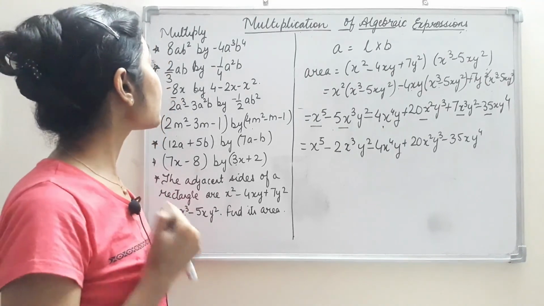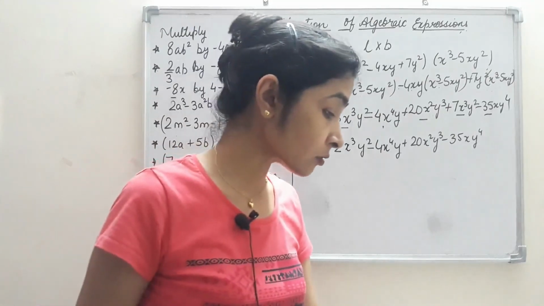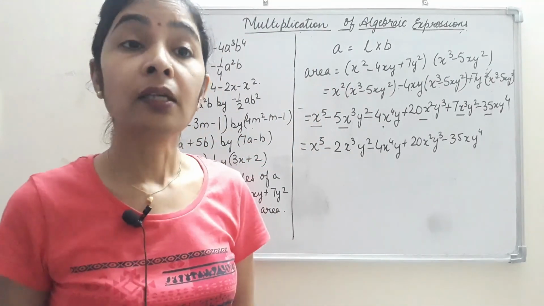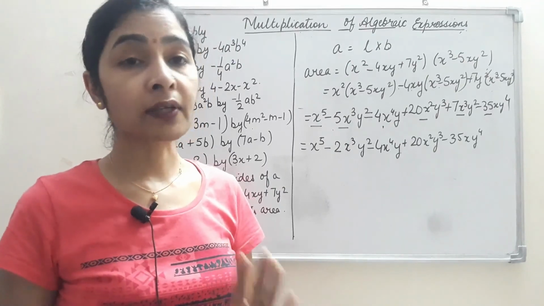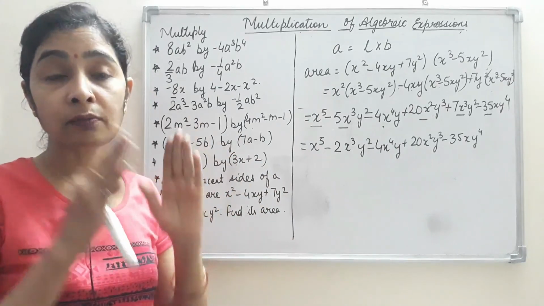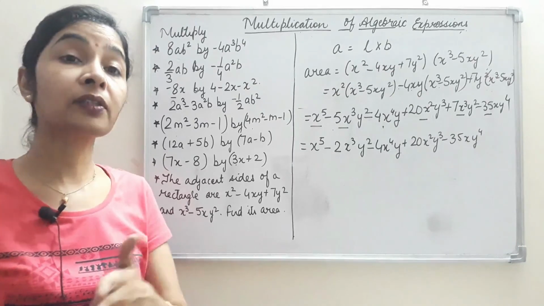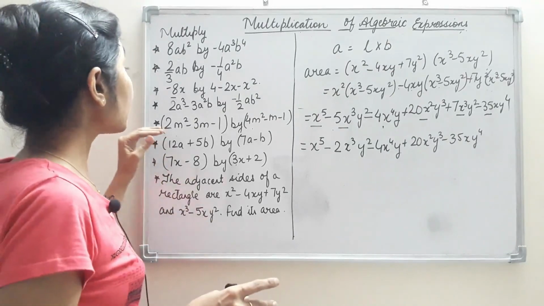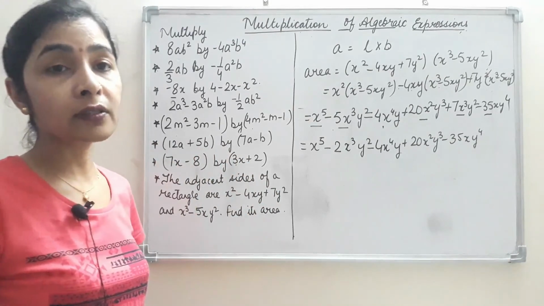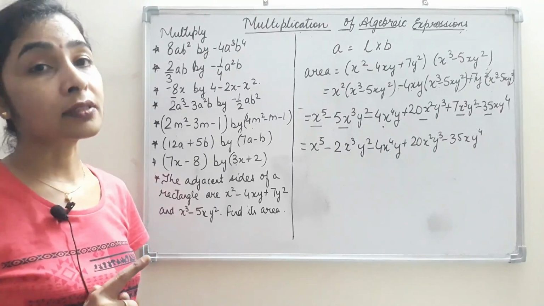Okay, so these were some questions related to multiplication of algebraic expressions. I hope you understood it well. In case of multiplication of monomial with monomial, it is a very easy one, and in case of monomial with a binomial, we are supposed to multiply the monomial with each term of the binomial. The same is the case with trinomial, multiply it with each term of the trinomial, and in case of binomial and trinomial, we are supposed to multiply each term of the first expression with each term of the second expression, and also consider the signs.